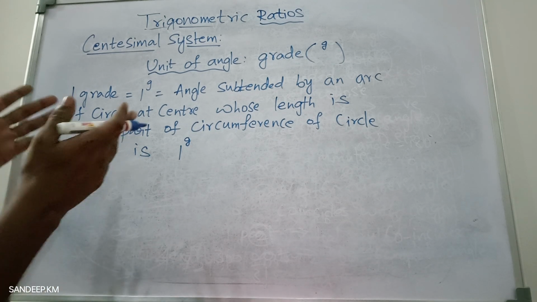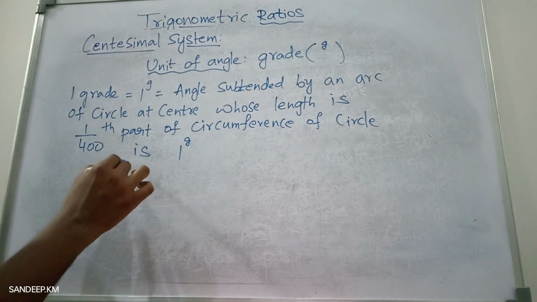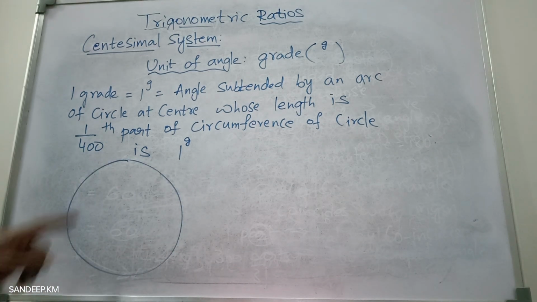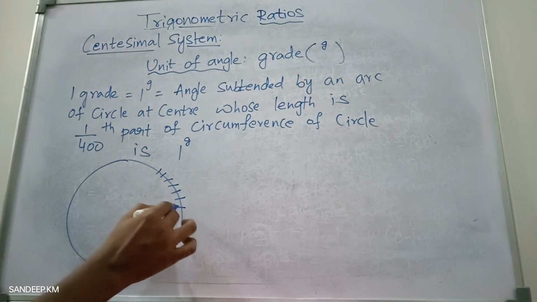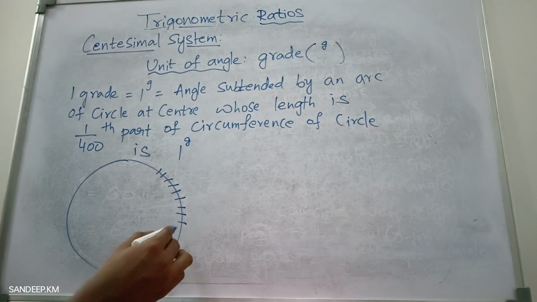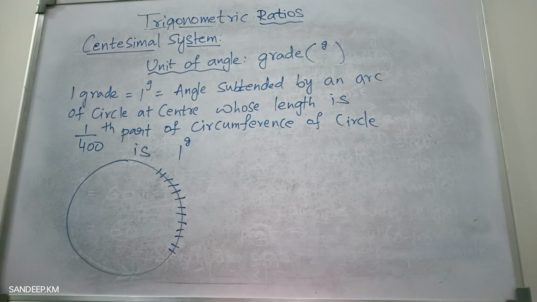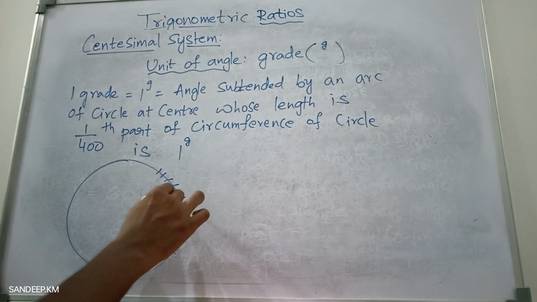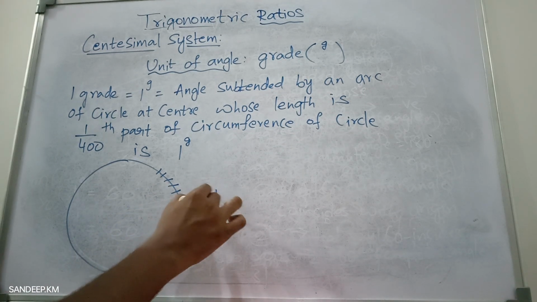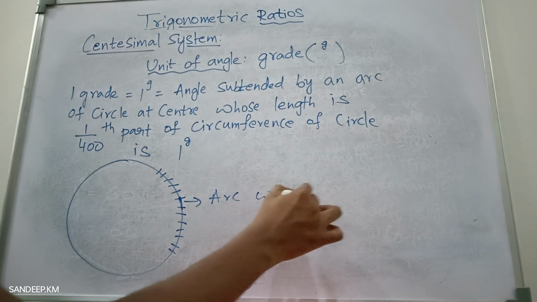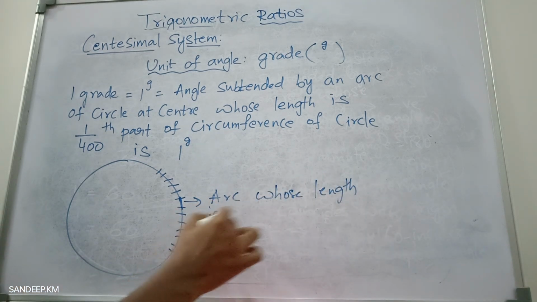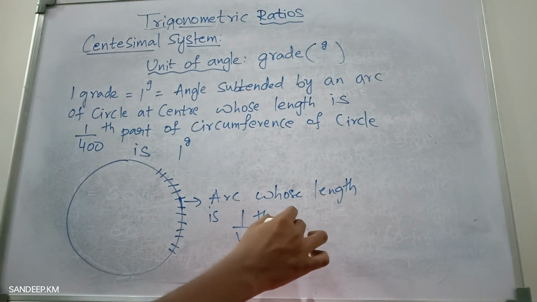To understand the meaning of this sentence, let us consider a circle and divide its circumference into how many equal parts? 400 equal parts. In the sexagesimal system, the circumference is divided into 360 equal parts, and in the centesimal system, it is divided into 400 equal parts. Now consider one such part. So this is the arc, an arc whose length is 1 by 400 part of the circle.